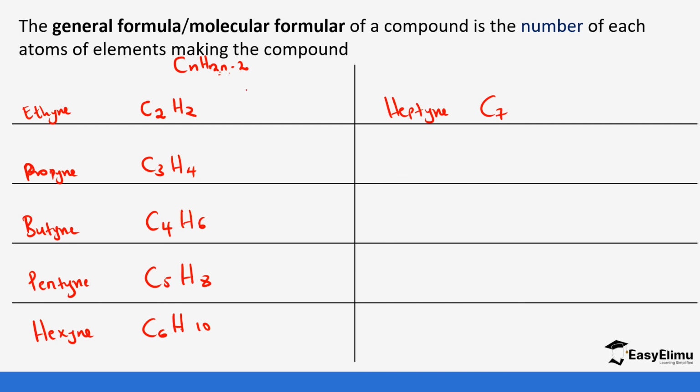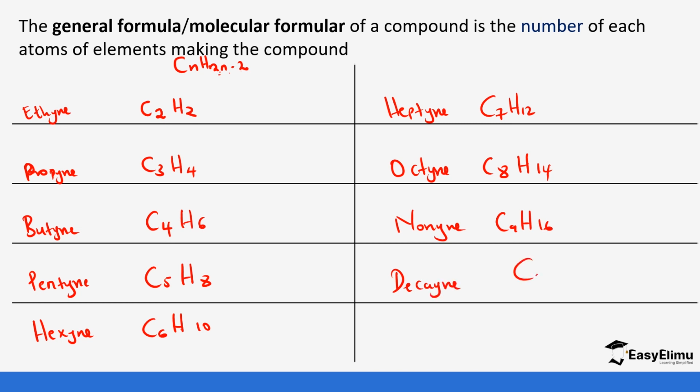7 times 2, 14, 14 minus 2, 12. And then octyne, so C8: 8 times 2, 16, 16 minus 2, 14. And then we have nonyne, C9: 9 times 2, 18, 18 minus 2, 16. And finally, decyne, which is C10: 10 times 2, 20, 20 minus 2, 18. So that's the molecular formula.